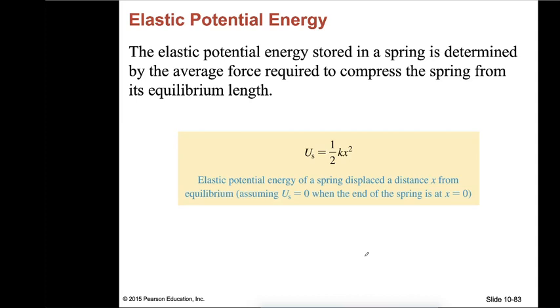So here k is the spring constant, or Hooke's constant. It depends on different types of spring. For some springs, it's harder, so this k is a greater constant. For some springs which are very soft, the k is a smaller number. x is, let's say, the distance from the equilibrium position. Okay.